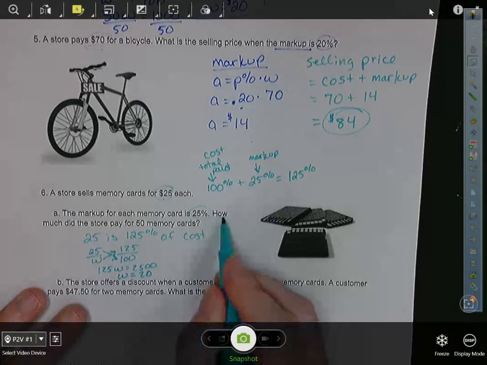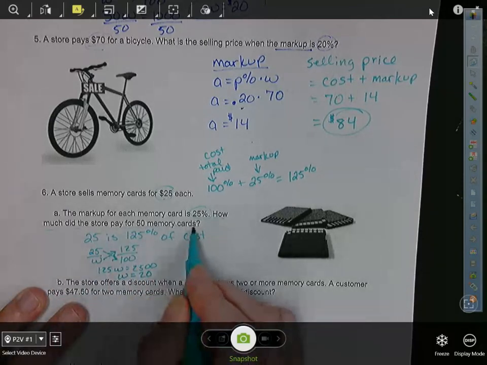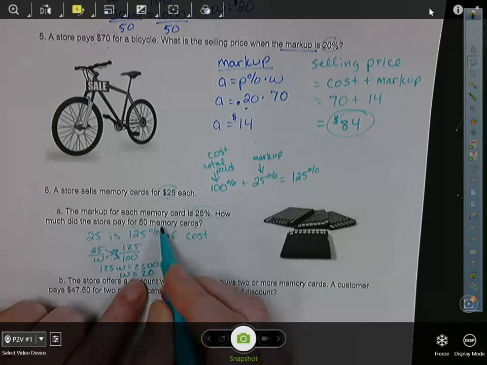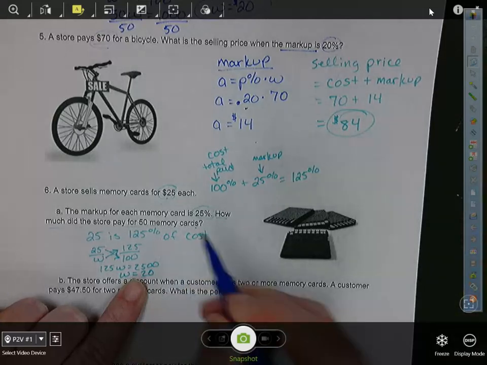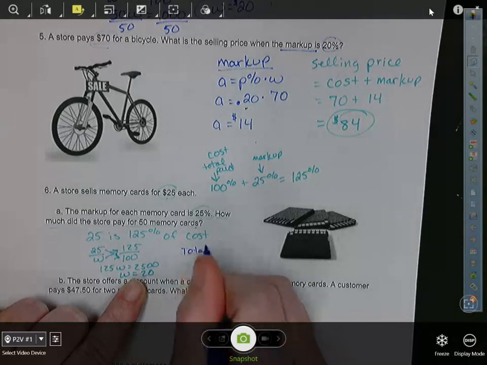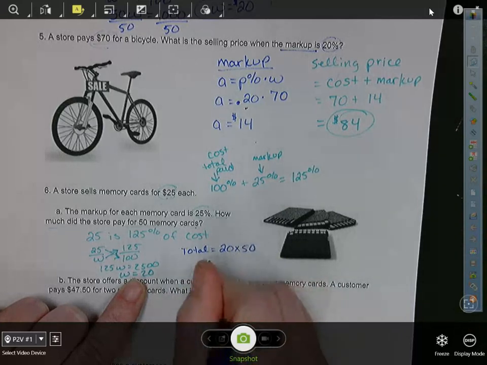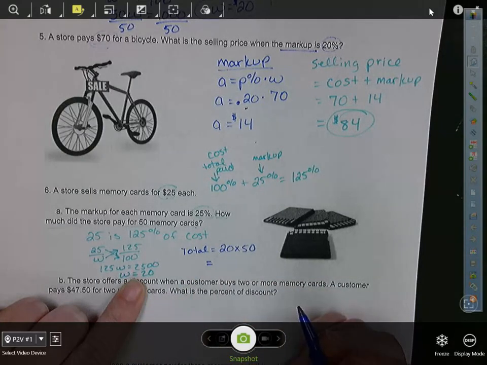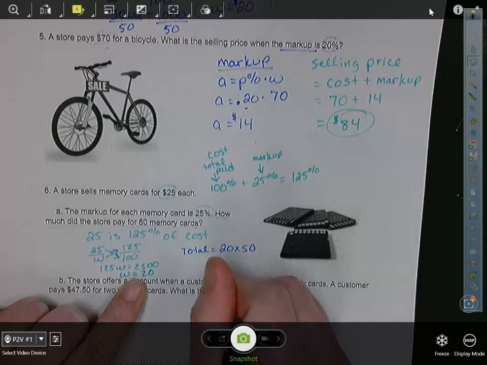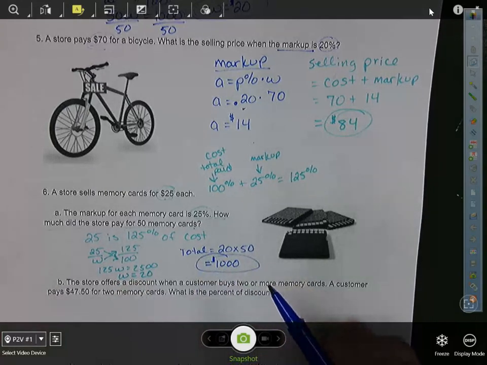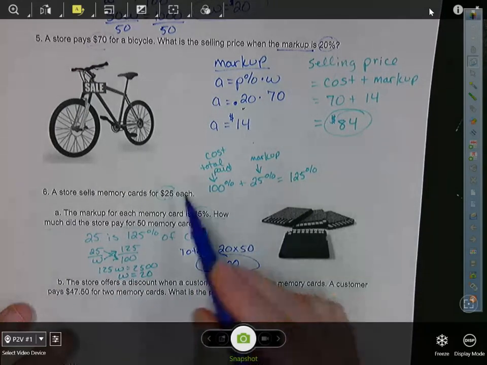Now this asks, how much did the store pay for 50 memory cards? So if they paid $20 each and they bought 50, how can I figure out how much they paid total? I would just take 20 and multiply it by 50. If you type into your calculator 20 times 50, what do you get? Yeah, so you get $1,000. So they paid $1,000 for 50 memory cards because they paid 20 each. And then they sold them for $25 each.